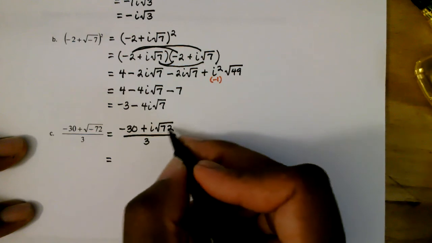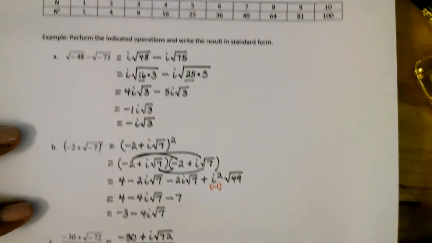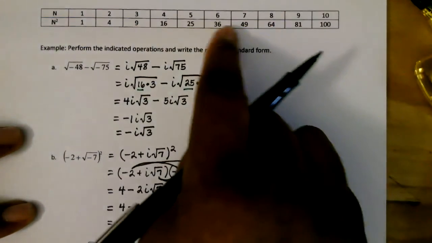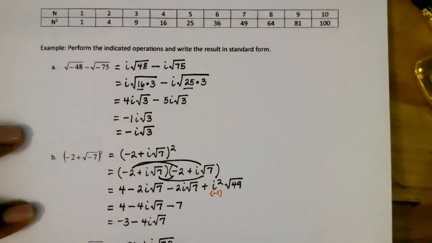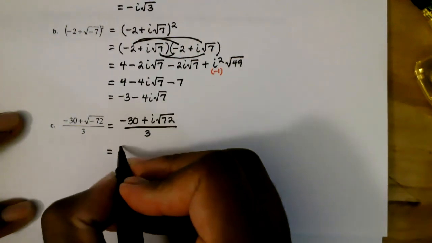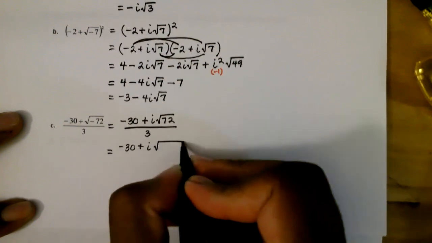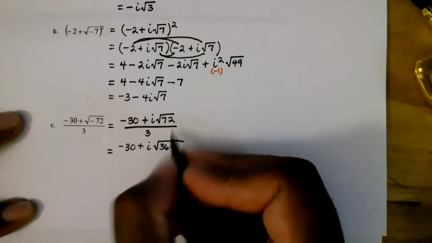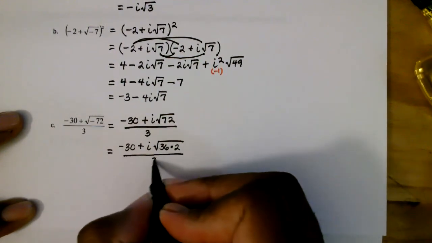Now, I need the largest perfect square that can go into 72 evenly. Let's see. I'm just bringing this down so I can look at this table, and I see that 36 will be the largest perfect square that goes into 72 evenly. Okay, so I have negative 30 plus i square root of 36 times some number that gives me 72, has to be 2, all divided by 3.